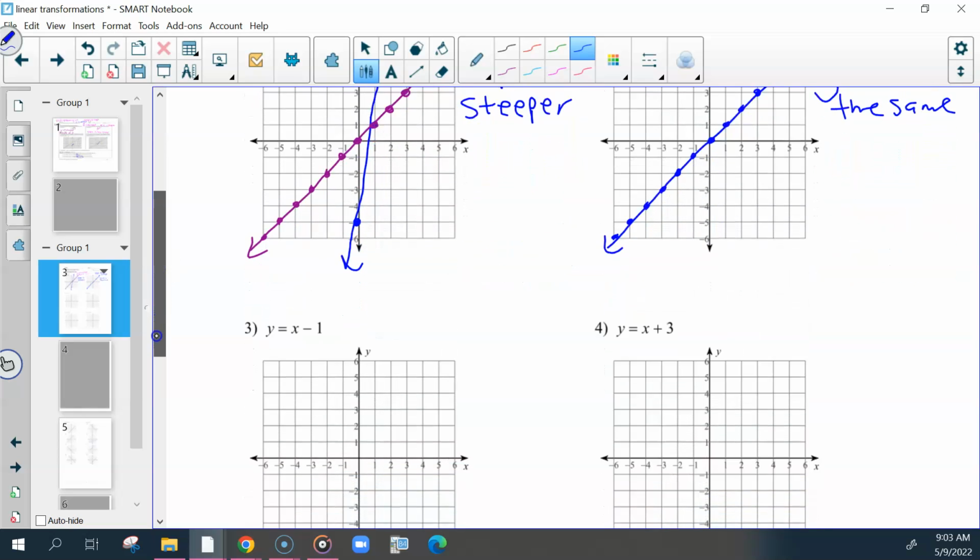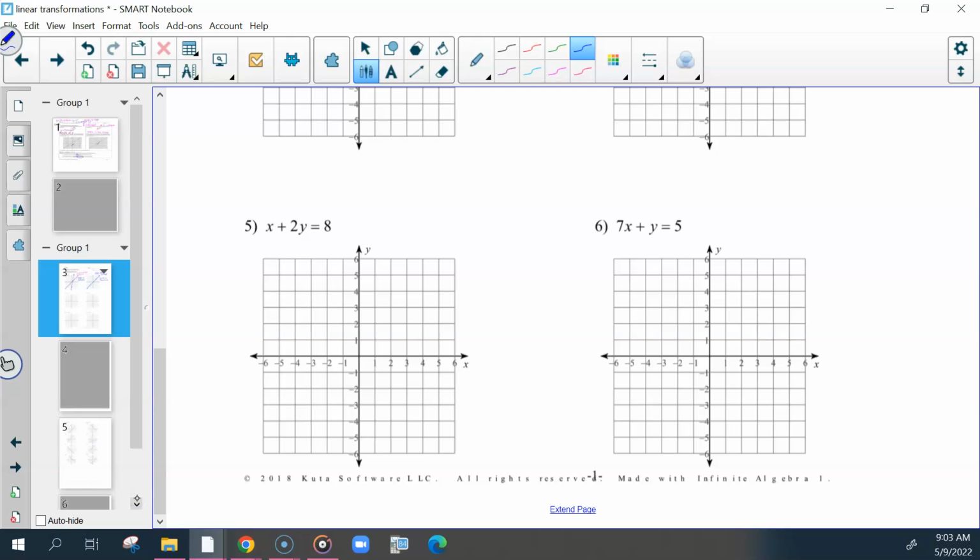Let's do one of these ones on here. Let's do number 5. For number 5, we need to solve this first to be able to talk about our slope and y-intercepts. So subtract x on both sides. We have 2y equals negative x plus 8. And divide everything by 2. So y equals negative 1/2 x plus 4. And that would be our new equation. So you could go ahead and graph that.